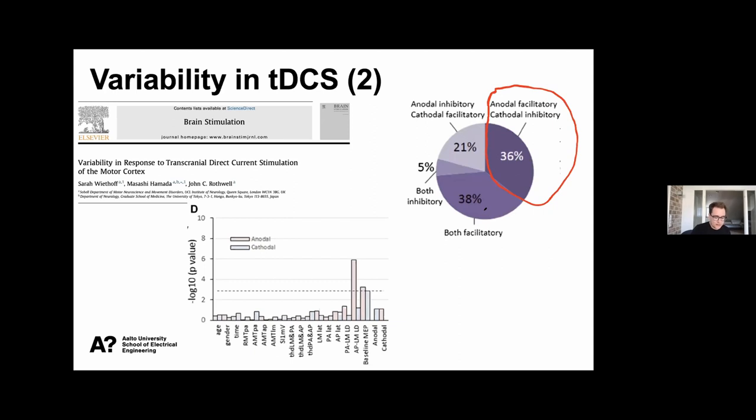And they also studied the different factors that could affect the responses or the effect of the stimulation. So for instance, they looked at the effect of age, gender, time, and the resting motor thresholds and things like that. Most of them had no effect. There was some effect in the latency differences between the different directions of the TMS pulses that they applied. And also the baseline amplitude of the MEP had some effect, but nothing dramatic. So it is still unknown what the sources of variability in tDCS are and how they could be reduced.